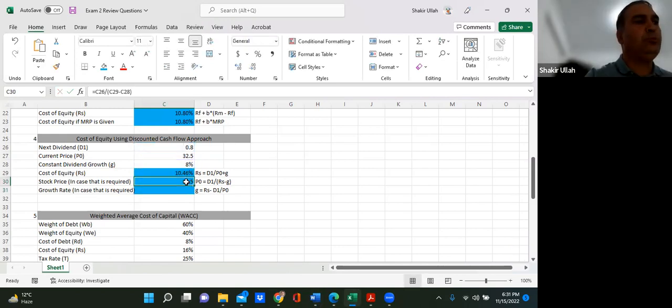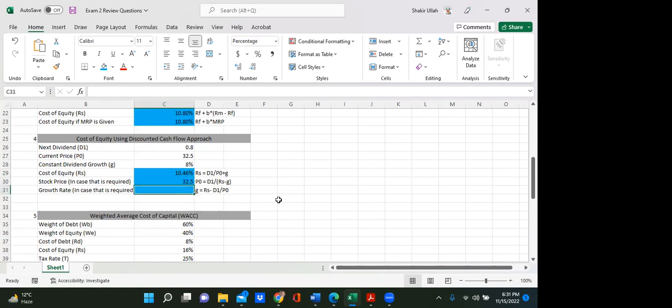We get an answer of 32.5. And the price that was given to us was also 32.5. We get the same price because we're using the same data, right? It's the same information, and we got this cost of equity from the same information. So we're going to have the same price.